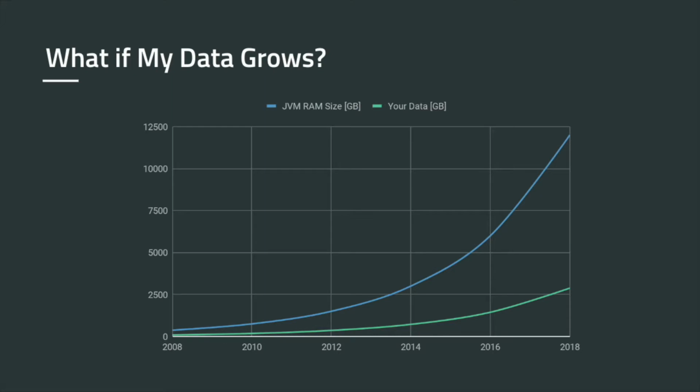Okay, so what if my data grows? Well, chances are that even if your data grows exponentially, the maximum JVM memory size will grow more as time goes by in absolute figures, because the growth historically has also been exponential. So even if you're here in 2012 and you doubled here, the max size of RAM also doubled or even tripled.